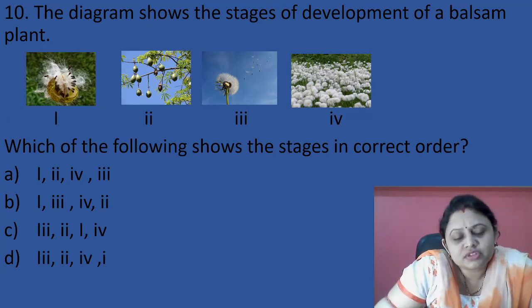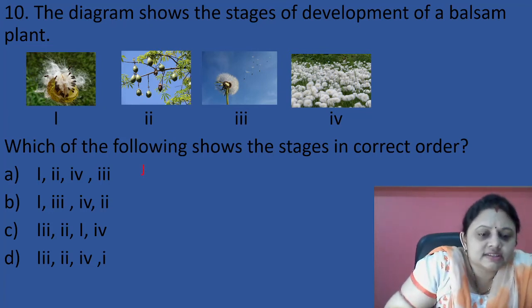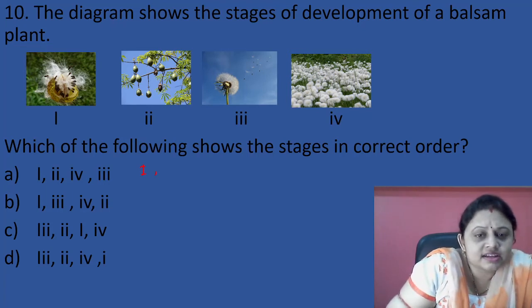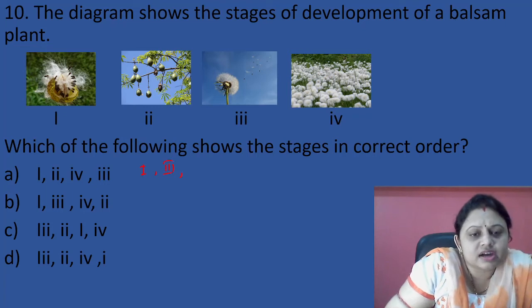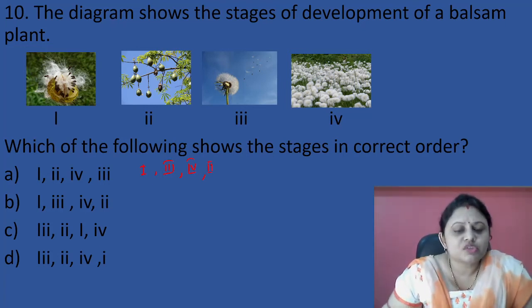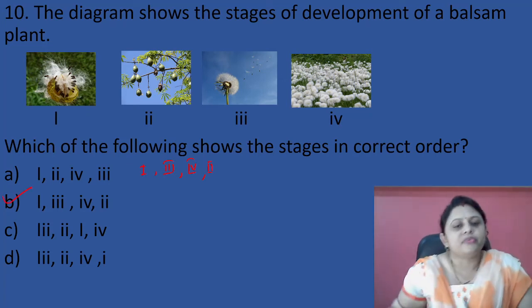So which of the following shows the stages in correct order? First thing, that is splitting of the seed. Second, that is dispersion of the seed. And after that what happened? Flower is formed and then finally fruit is formed. So the correct option is 1, 3, 4 and 2. That is present in option B.